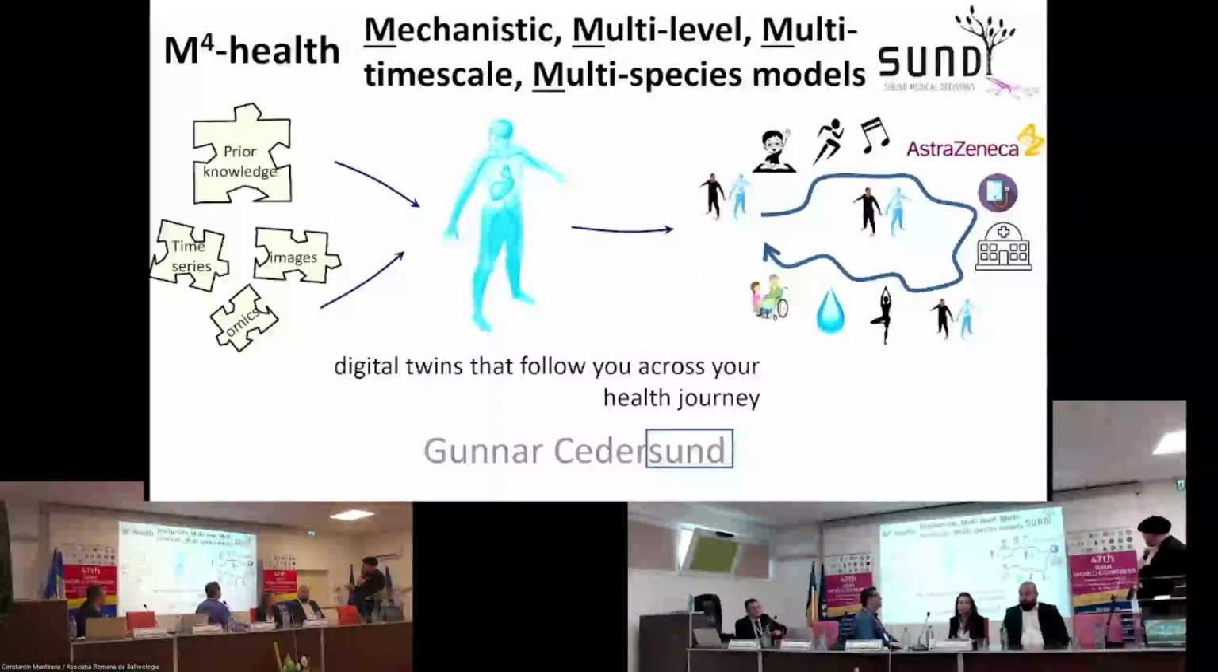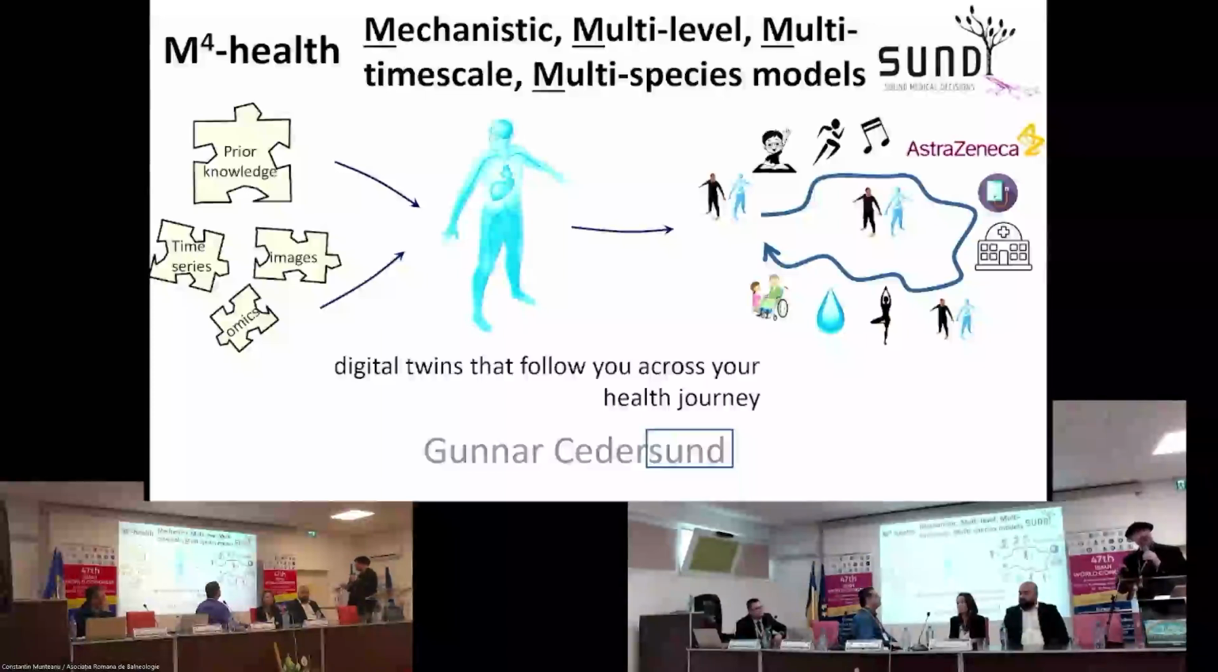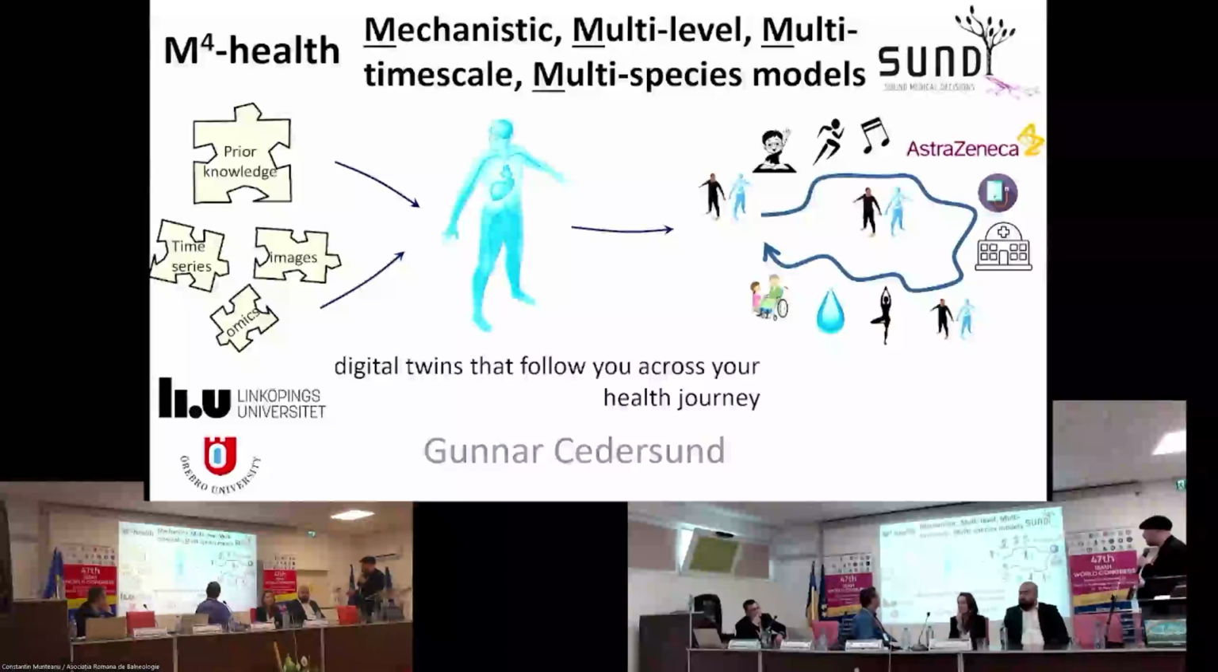And sound in Swedish is Sund, and that's the name of the company. And it's also part of my last name. So my name is Cedersund. And this tree that you see here, it's a cedar tree, and cedar is the first part of my last name. So it's a symbolic digital twin of my last name, you could see. So my last name means healthy tree. So I'm a professor at Örebro University, and my main research group is at Linköping University, both in Sweden.